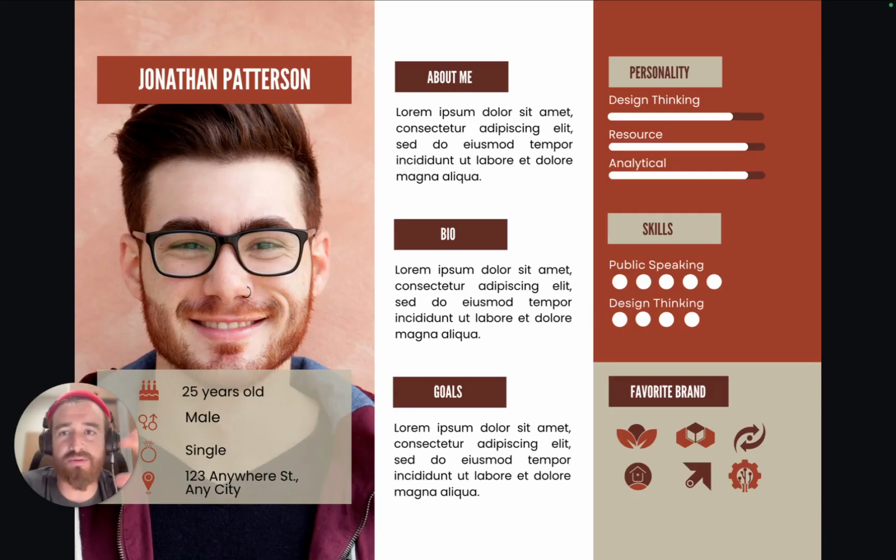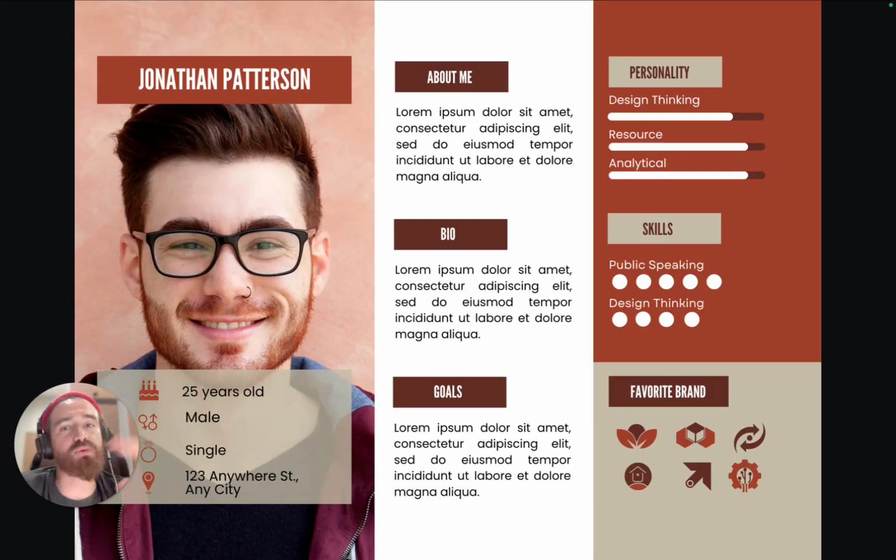It says Jonathan Patterson. He's 25 years old, male, single. He lives in any city. It has a little bit of information. Normally, when we're doing a user persona, we want to know the personality of our possible user, what are his goals, his frustrations, and just to know more about the needs and the possible behavior of our possible client or our possible user.